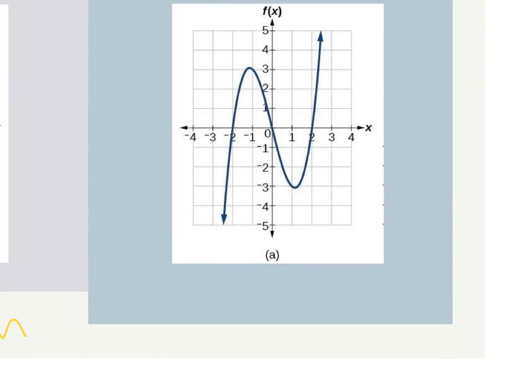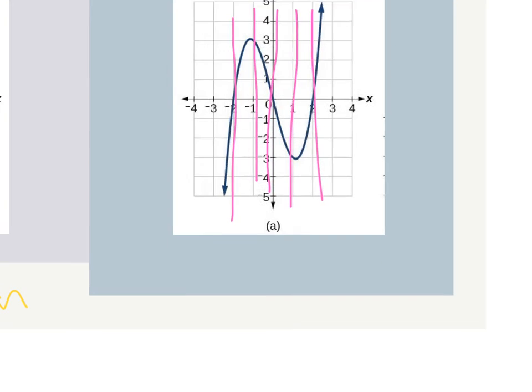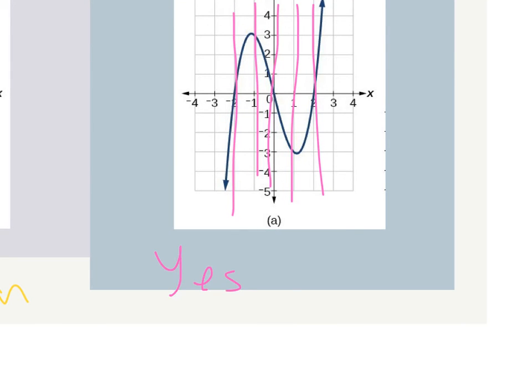Looking at this one, would this be a function? Yes. If we took a vertical line over this graph, it always only touches 1 point of our graph. So this would be a function.